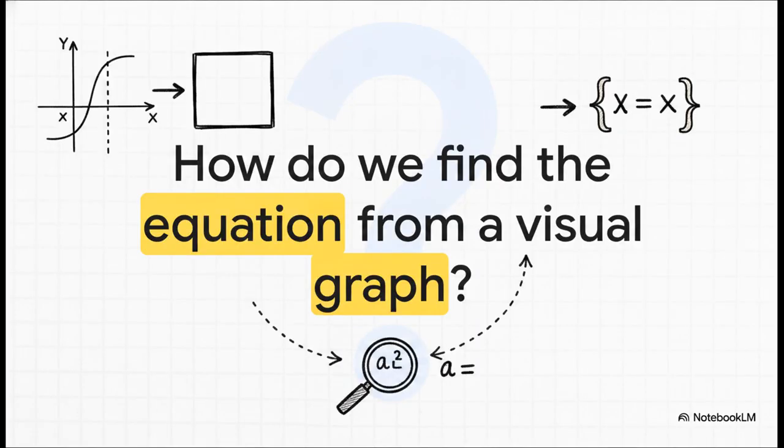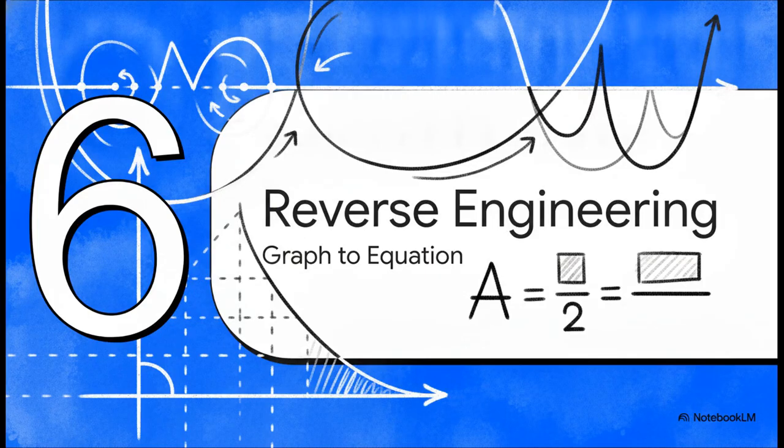Okay, pulling this off is incredibly satisfying, but it raises a really fun question for us. Can we run this exact same sequence in reverse? Like if someone hands us a completely blank equation, but a fully drawn graph, can we uncover the original algebra? That brings us to section 6, reverse engineering the graph. Let's dive in and see how we can build a rational function from scratch, using nothing but visual evidence.